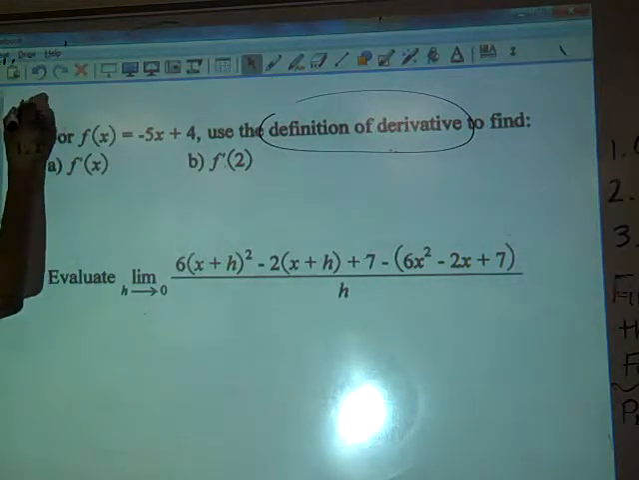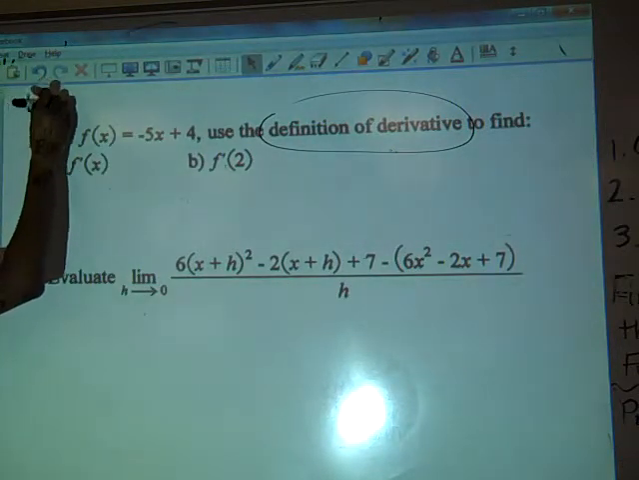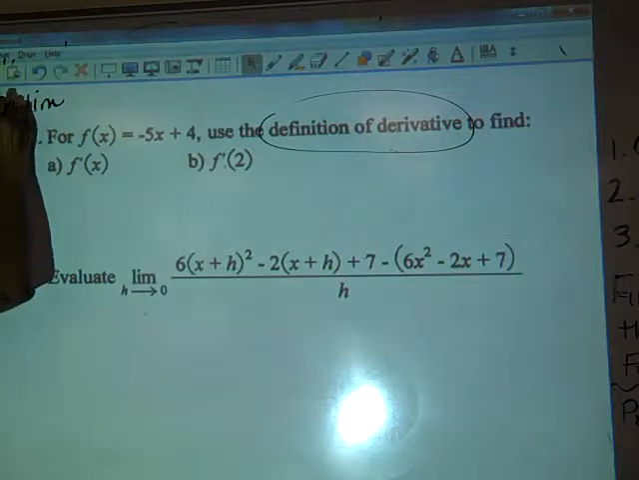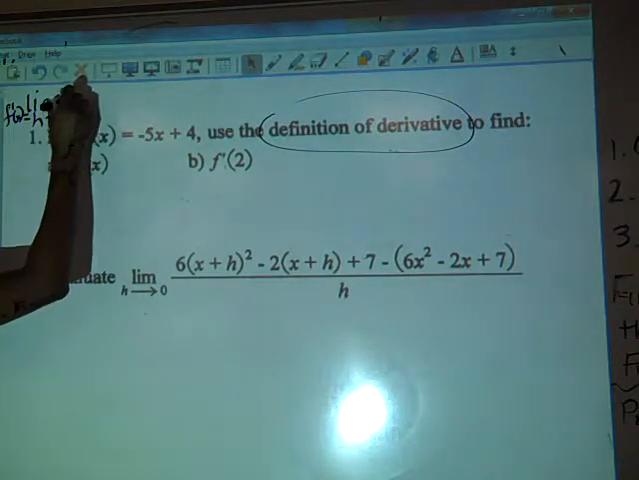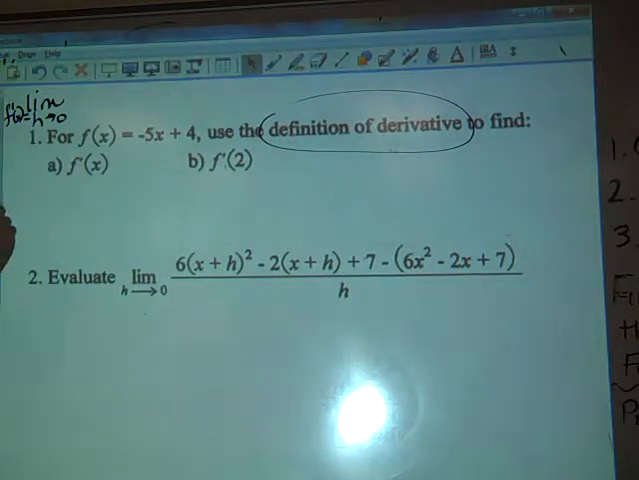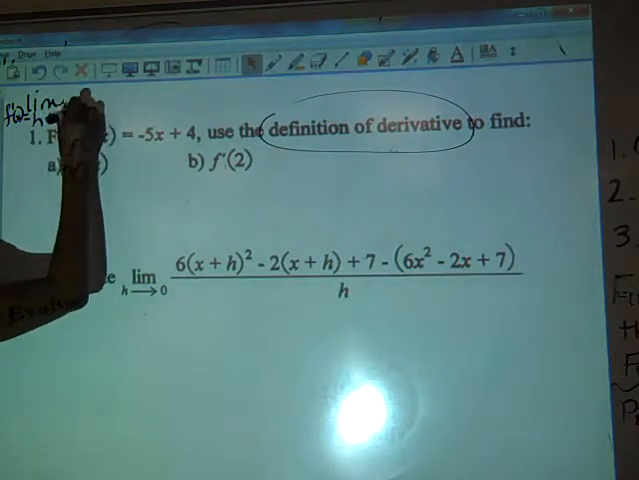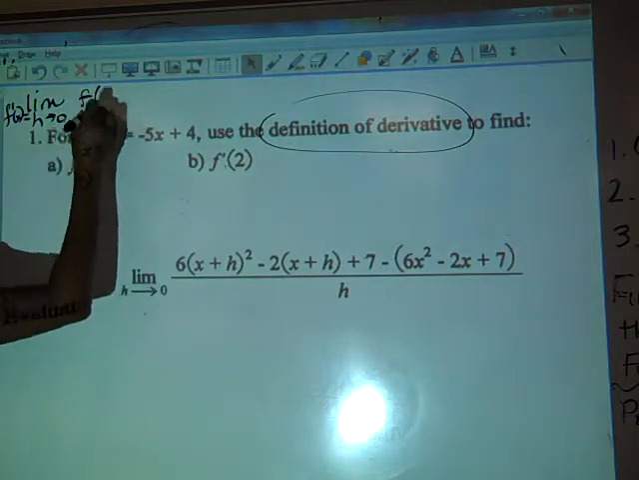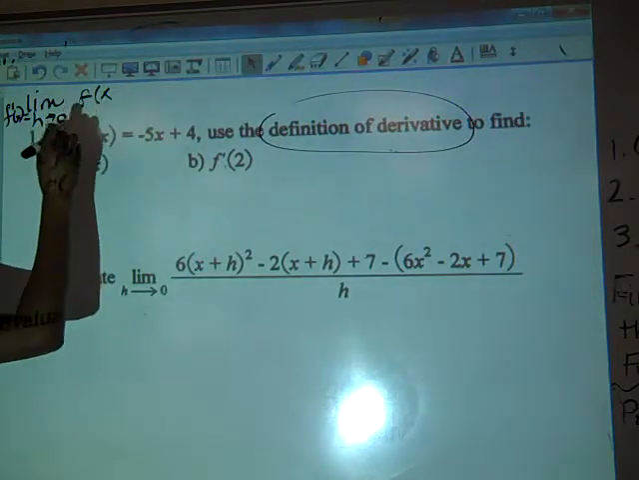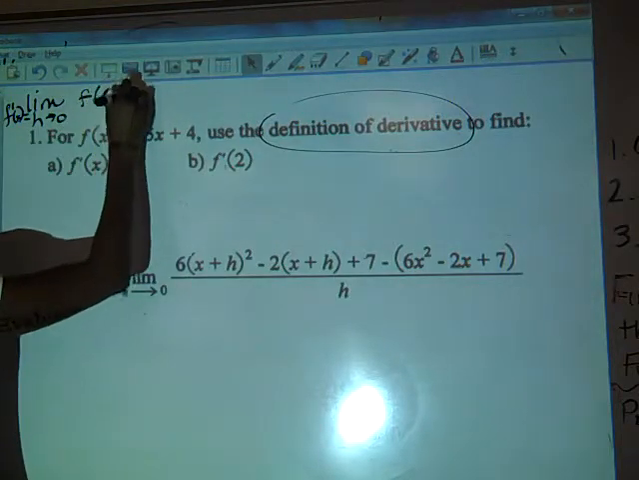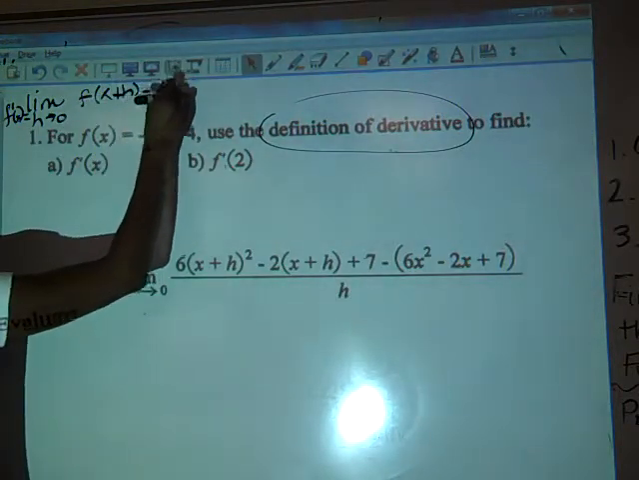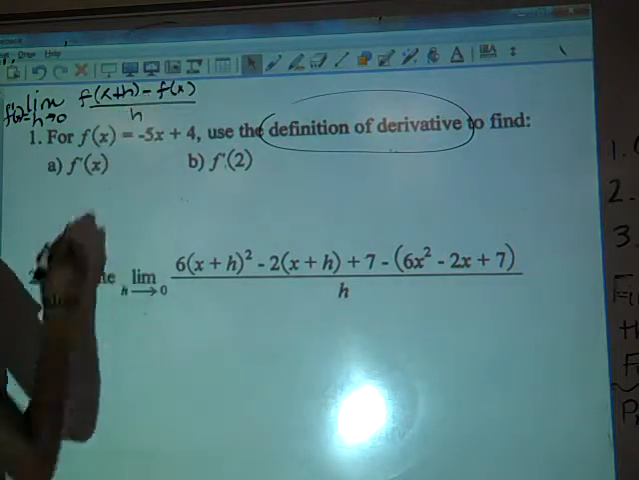What's the definition of the derivative? Read it off to me. Limit as h approaches 0 of f prime of x equals... I want the definition of the formula first. Oh. F of x plus h minus f of x, all over h. All right.